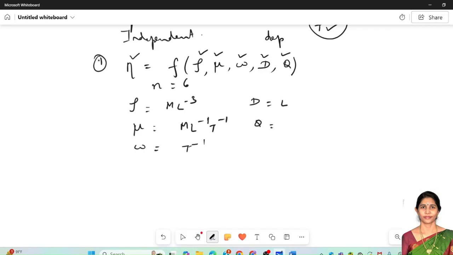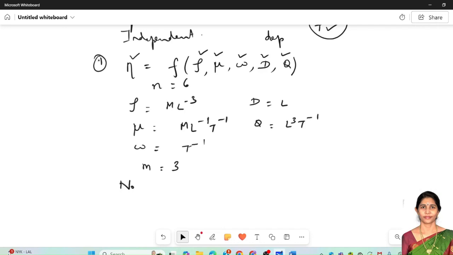For Q, it is flow rate, right? So it is L cube per second. So it is L cubed T minus 1. And of course, for efficiency, you do not have any unit. So you have nothing to write for that. Now, you look at all these terms. You notice that the fundamental quantities, that is M, L, and T, are present, right? So therefore, your m value is going to be the number of fundamental quantities present. Here, all 3 are present. So we'll take m as 3.